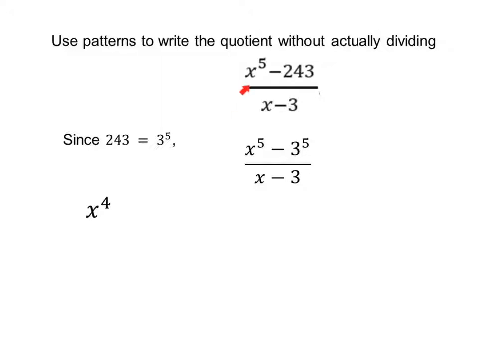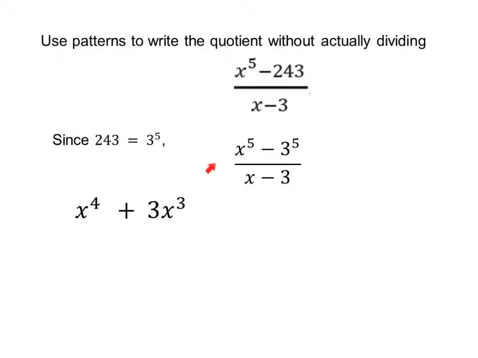Next is to write the first term, which is very easy because this is x to the 5th. The degree of the quotient is 1 less than the degree of the dividend. So 1 less than 5 is 4. So you're going to start off with x to the 4th. If this was x to the 10th, this would have been x to the 9th. If this was x to the 20th, this would have been x to the 19th. I think you get the point.